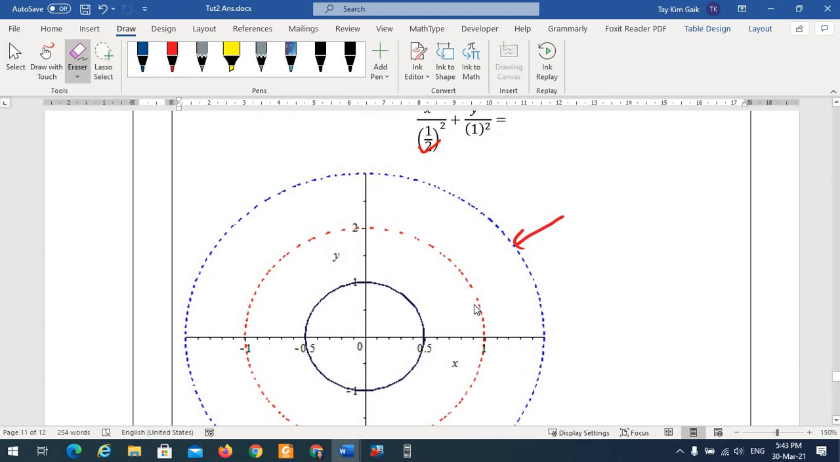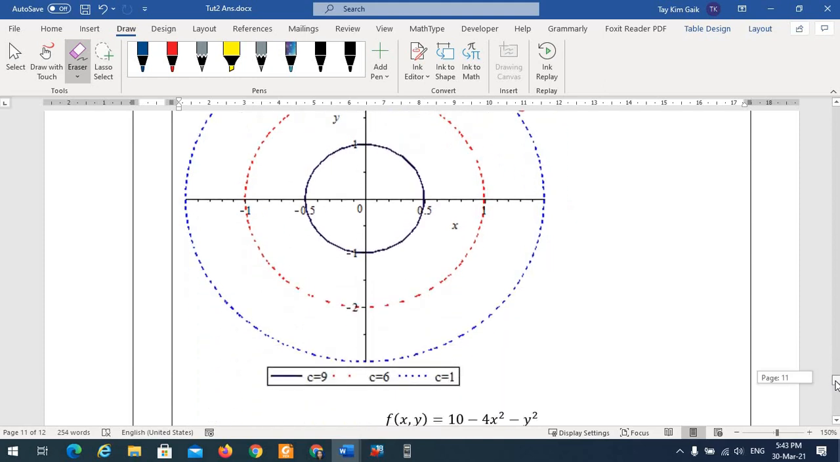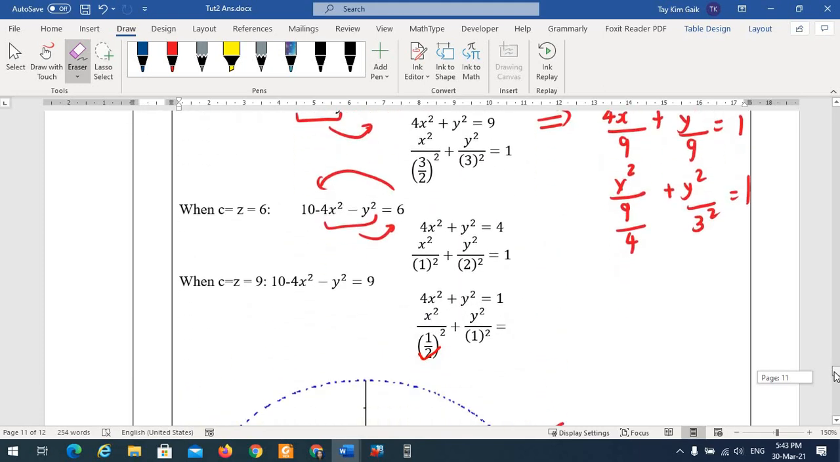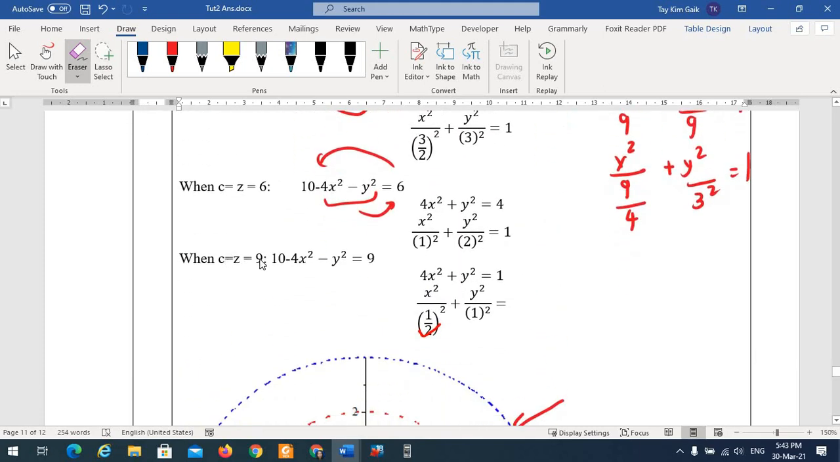This is the middle one. Positive negative 1, positive negative 2. Z equals 6. And Z equals 9.